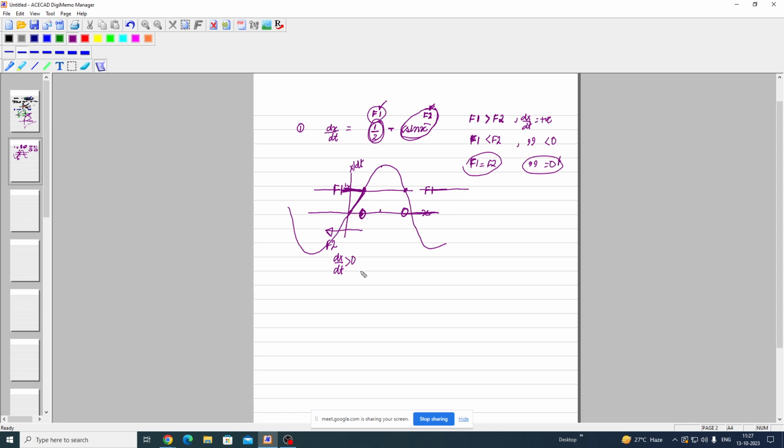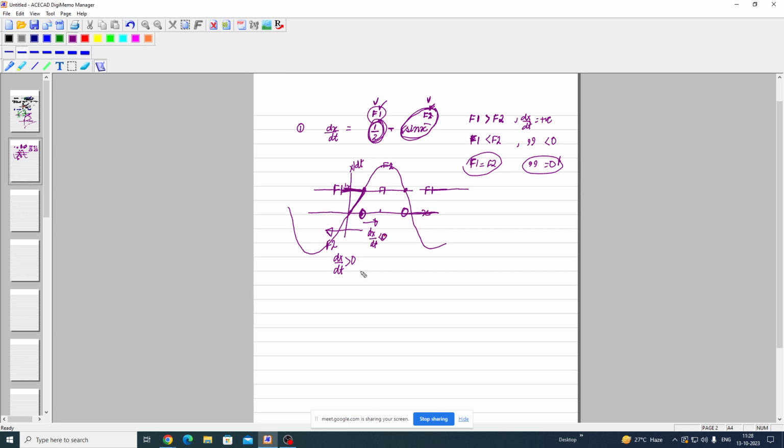Now let's look at what happens in the immediate right side of the fixed point. To the right side of the fixed point, function 1 is below function 2. Which means function 1, this term, is smaller than function 2. Because it is below, it is smaller. And remember, both can be negative, both can be positive, doesn't matter. Function 1 is below function 2, which means I'm subtracting a bigger term from a smaller term, which means dx by dt is going to be negative. So to the right side, dx by dt is less than 0.